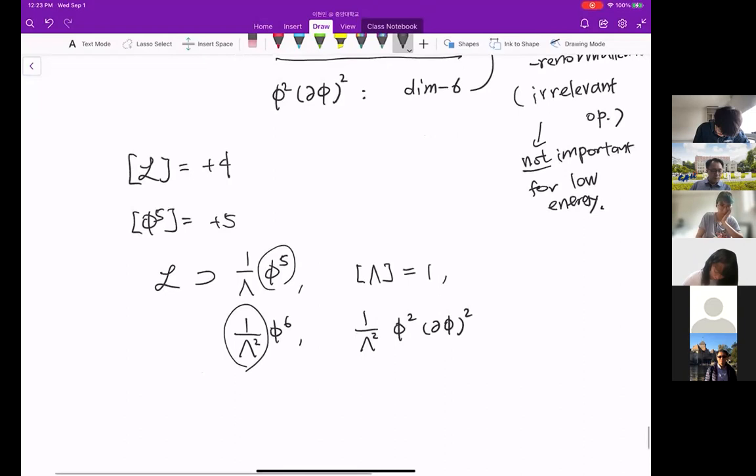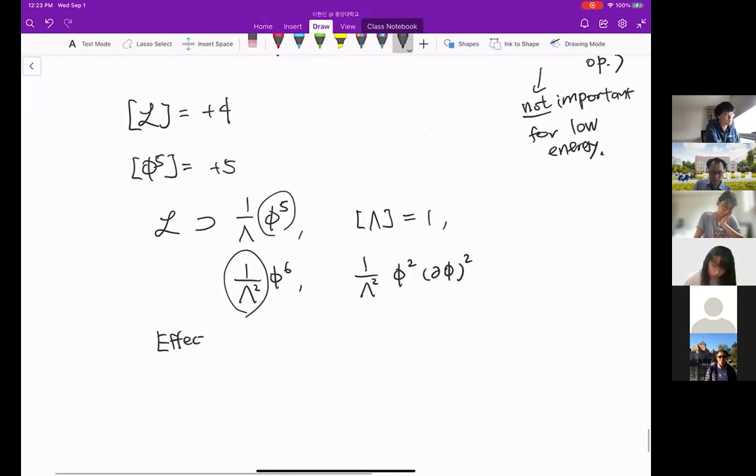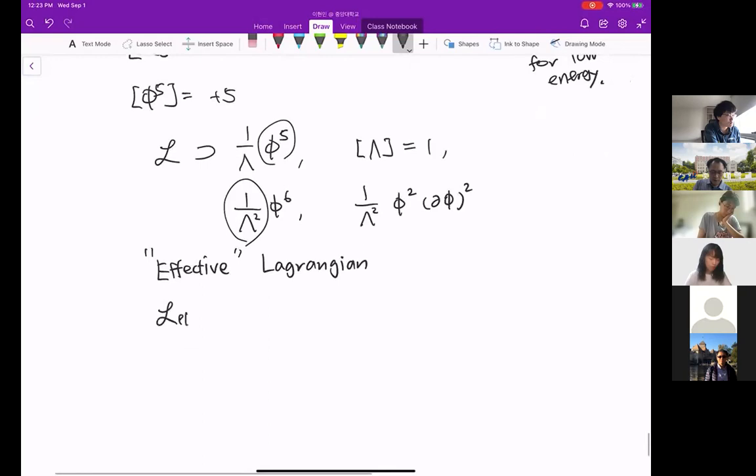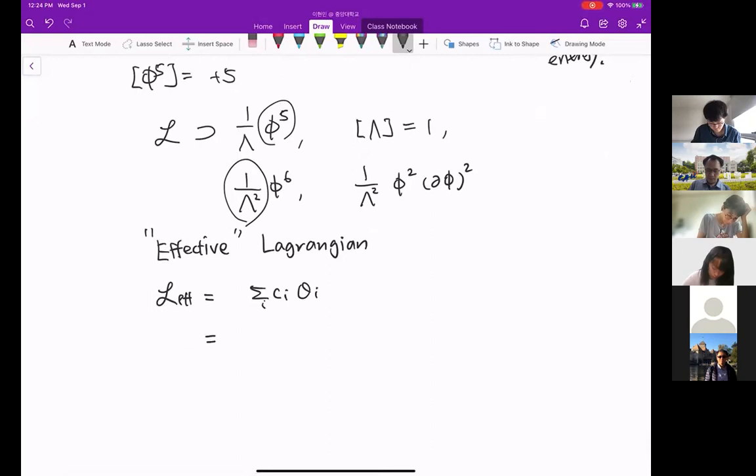So therefore, the effective Lagrangian you can construct is, as I say, all the possible operators allowed by the Lorentz symmetry. Maybe if you have a gauge symmetry, then it should be allowed by the gauge symmetry. Then the operators with dimension smaller than or equal to 4, you need to keep as the leading terms. And the higher terms, this is a series expansion in fields and derivatives.